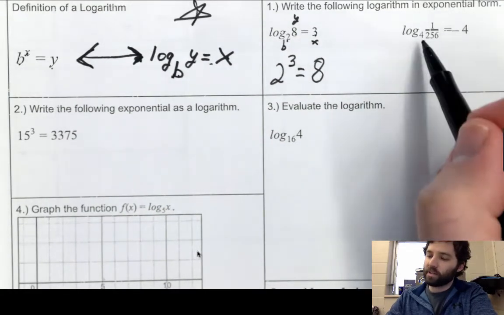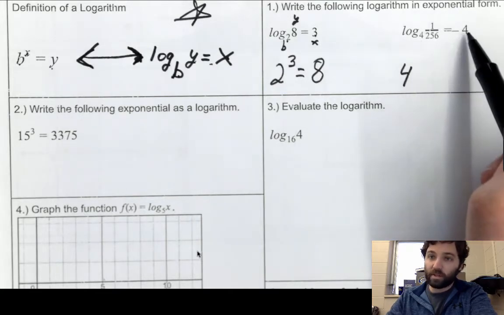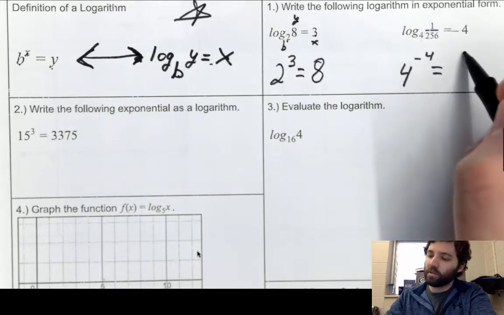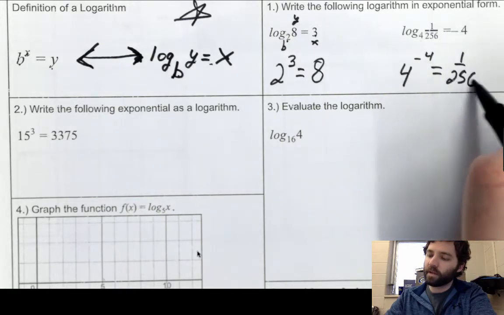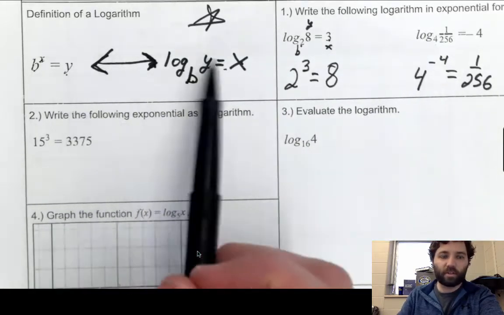Do the same kind of thing. So here I'm going to take the base, which is 4, raised to the power, which is to the right of the equal sign, so negative 4, equals the number, which is 1 over 256. Okay, again, you can label all the numbers if you want, but I'm just following the definition here.